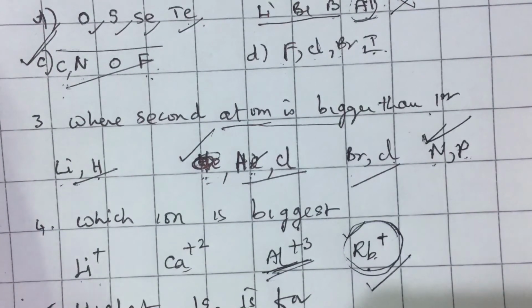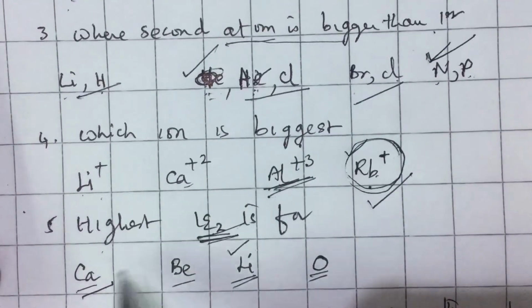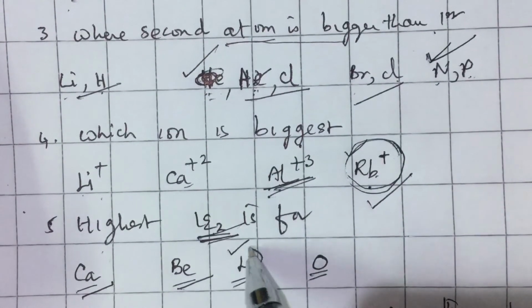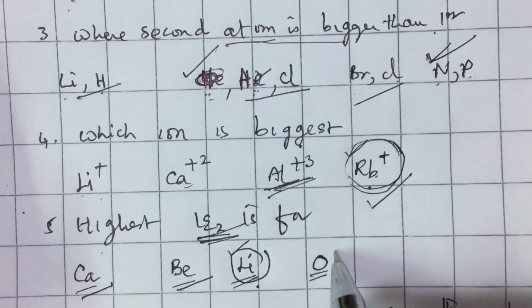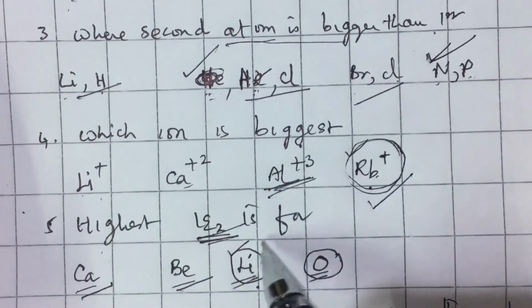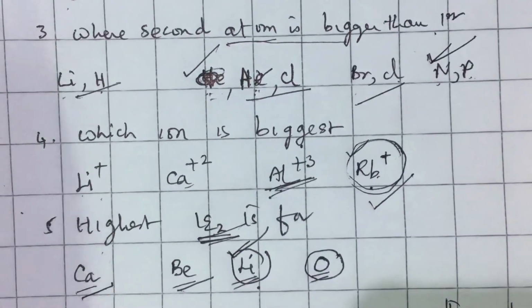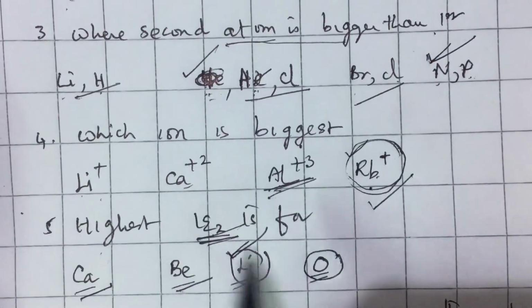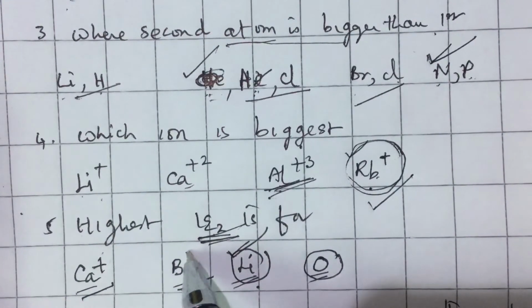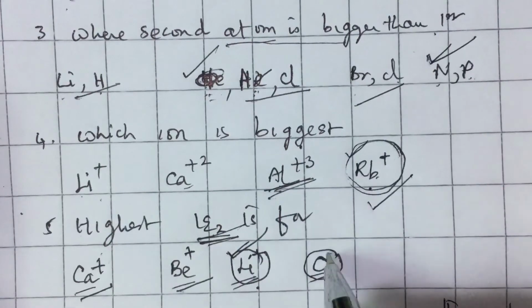Check which is a first group element. It is a second group element. It is a second group element. It is a first group element. It is a 16th group element. IE2 is highest for the second group element. Generally, IE2 is to be considered for the unipositive ion. It is a better way of asking.